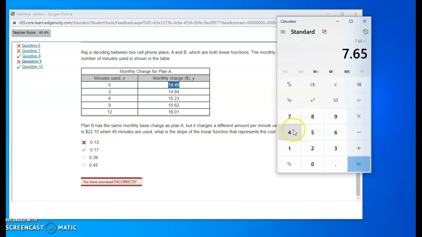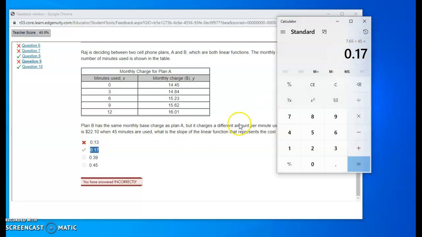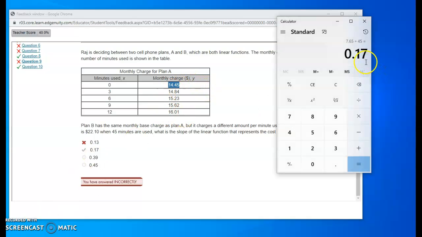So I'm going to divide that by 45 and figure out that it's 17 cents for each minute that you're on the phone. So every time you're on the phone for 1 minute, you get charged 17 cents, and you pretty much just get charged $14.45 for just having a phone. So $14.45 is the y-intercept, and then 17 cents would be our slope there. Hope that helps.